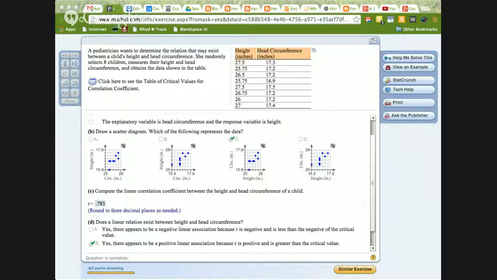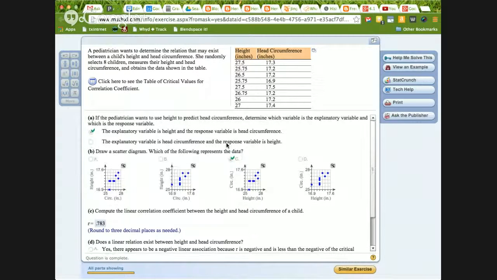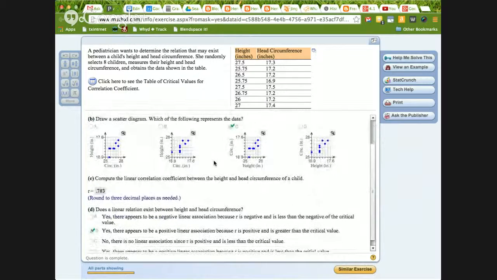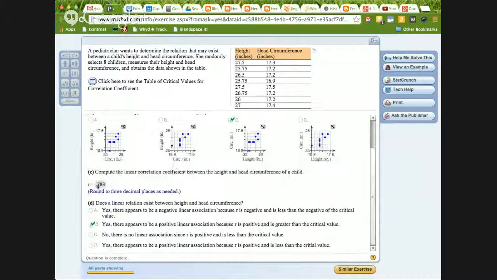So this is a homework question I've got a bunch of times. It is a question where you're asked to relate the height of a child to the head circumference of the child. And we're trying to see if there's a linear correlation between the two variables. Most people are okay on parts A and B. I haven't gotten any questions about that, but I did have questions about parts C and D.